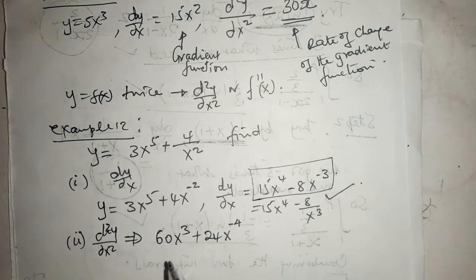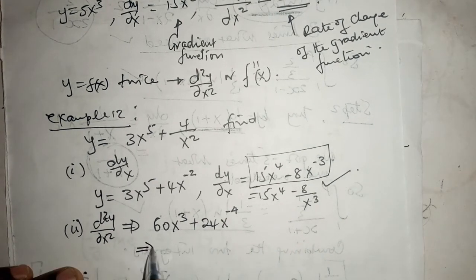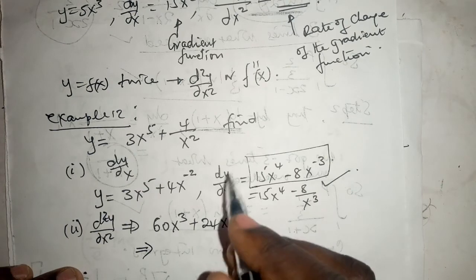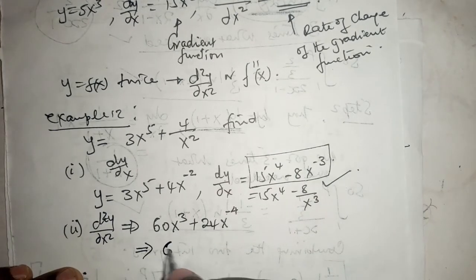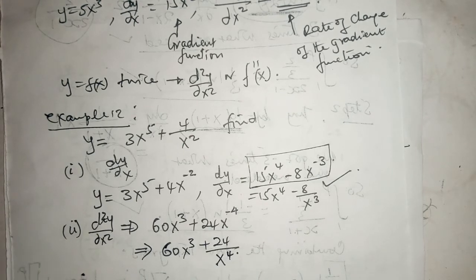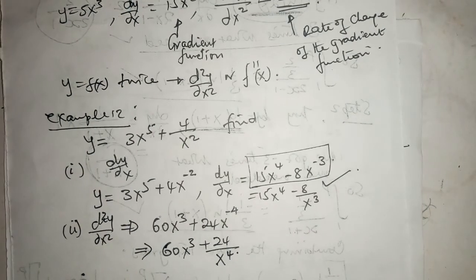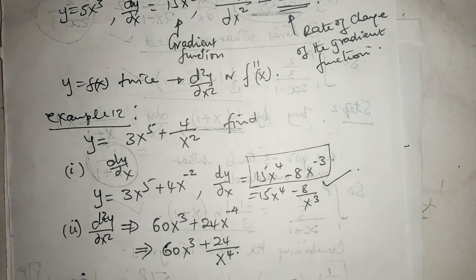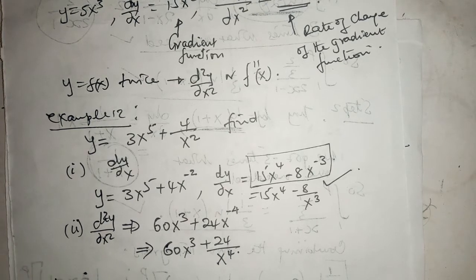If you want to write it in its original format, then you're going to have 60x cubed plus 24 over x to the power 4. And that is as far as example 12 is concerned.